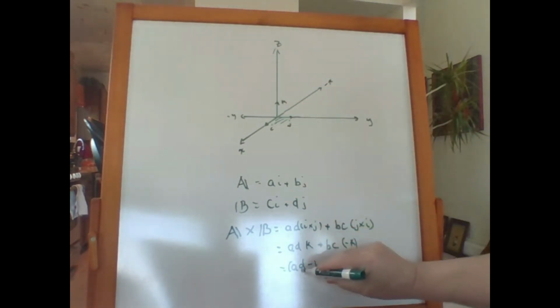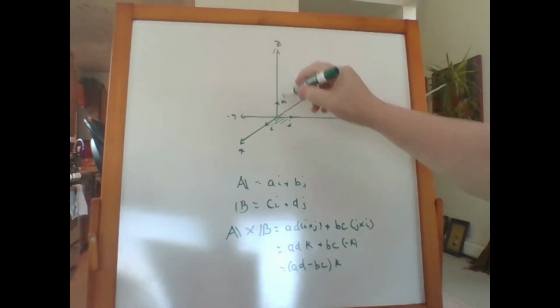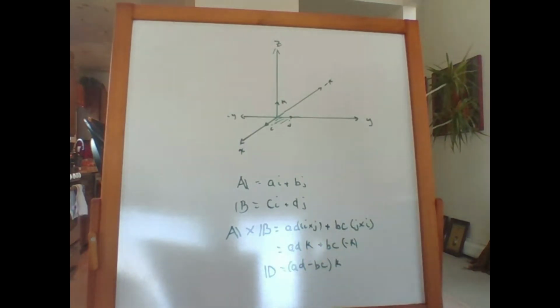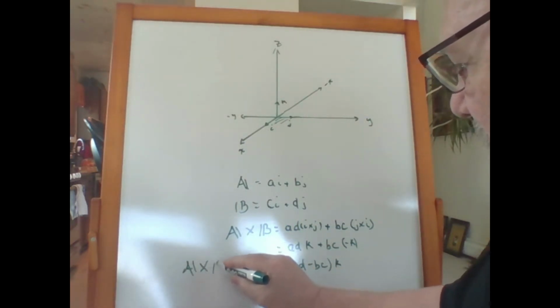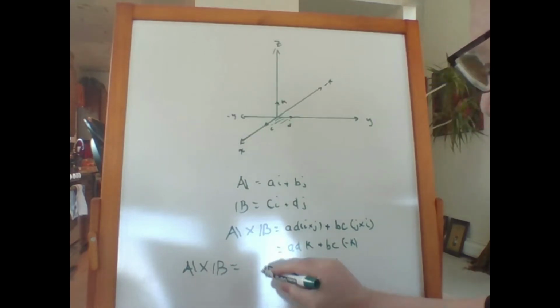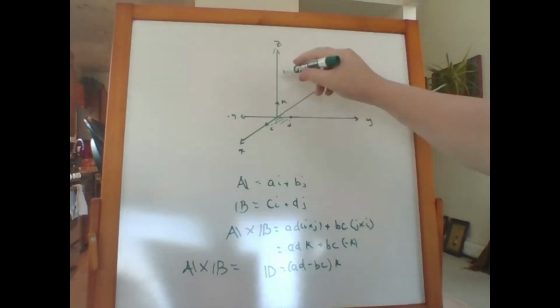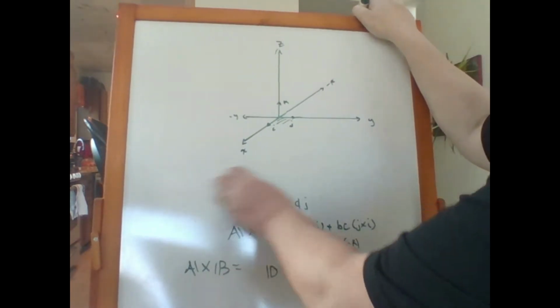So we end up with another vector whose magnitude is A times D minus B times C in the K direction. So we have another vector D. We will say A cross B is equal to D, which is equal to this vector in the k direction. Now let's take a look at how we got that result.